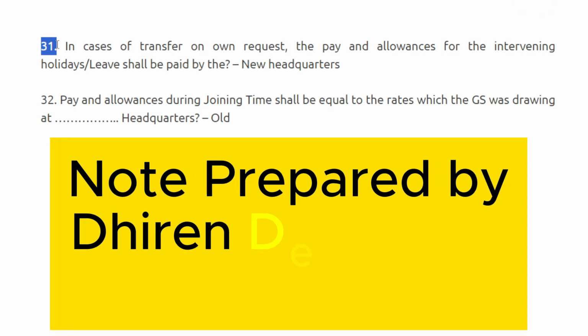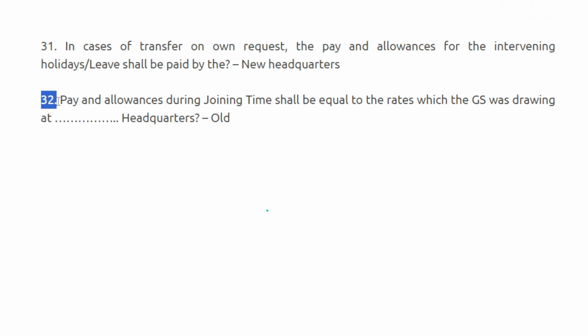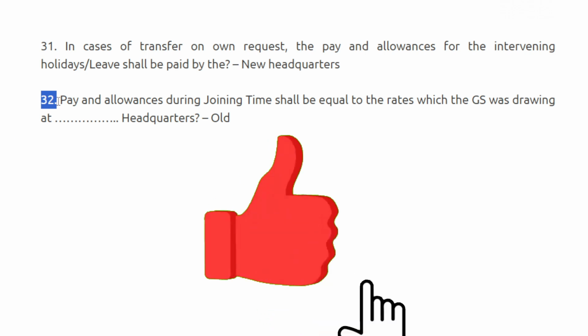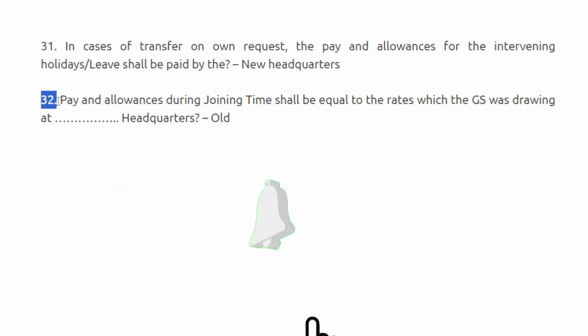Serial number 31. In case of transfer on own request, the pay and allowances for the intervening holidays shall be paid by the new headquarters. Serial number 32. Pay and allowances during joining time shall be equal to the rates which the government servant was drawing at the old headquarters.